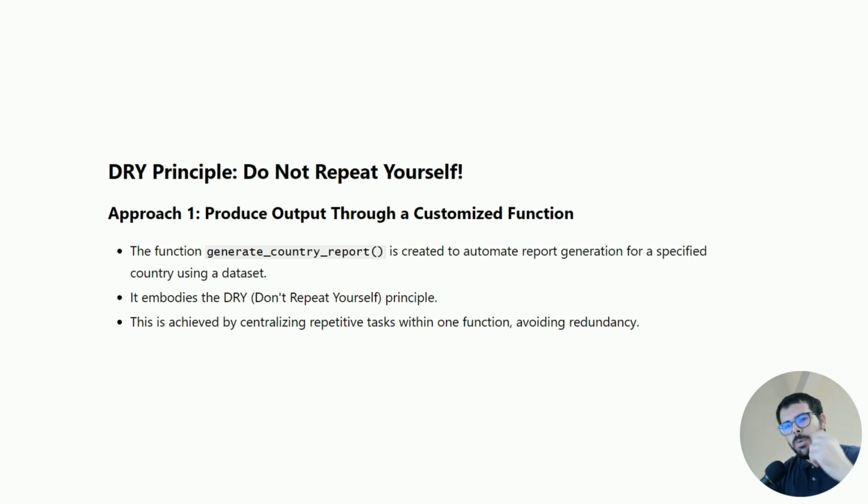In this section, we will actually create this report. We will embody the DRY principle. DRY stands for do not repeat yourself. The idea basically is that we are going to create a function that generates all these elements, the plot and the table and whatever you actually want in your specific report. We will create this function that we will call generate country report. This function, if I can select it properly, embodies the DRY principle and basically centralizes repetitive tasks through that function.